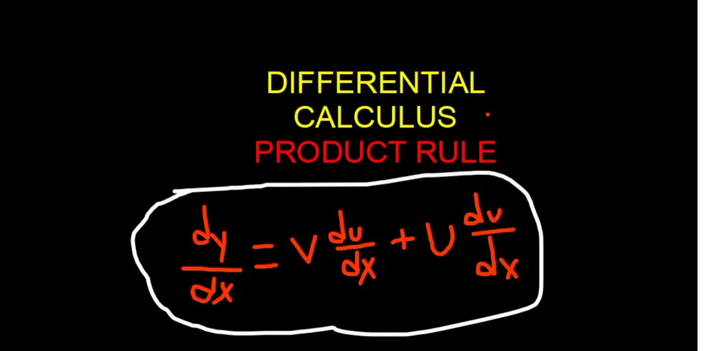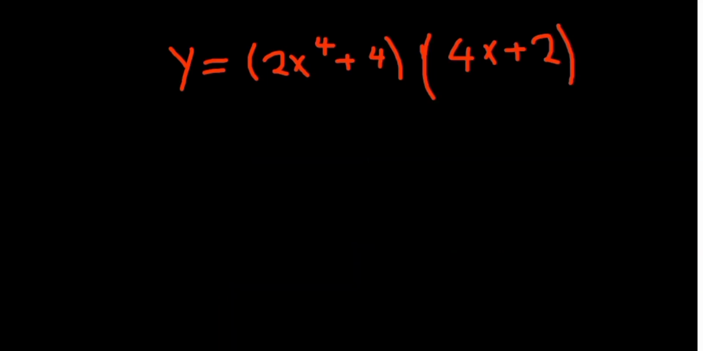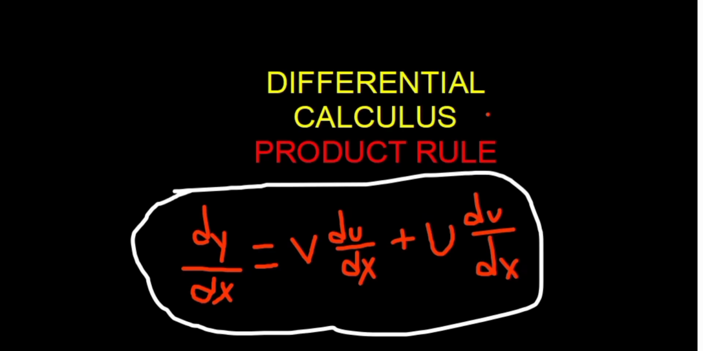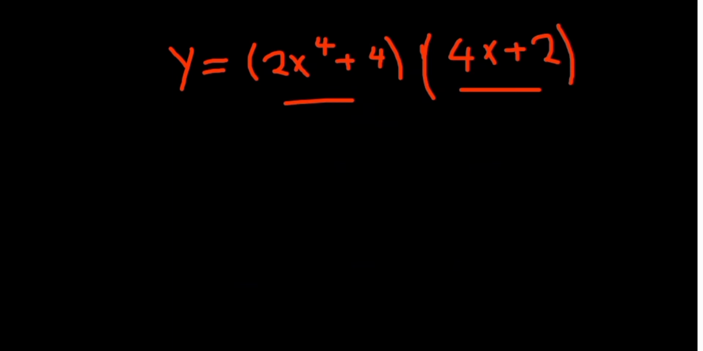So in this video we're going to focus on the product rule under differential calculus. Just from the name, the product rule refers to differentiating a function that has a product of two functions, just as we can see in this example. So when we're differentiating such a function, we use the product rule, where we write the first part to be our v, and the second part to be our u.